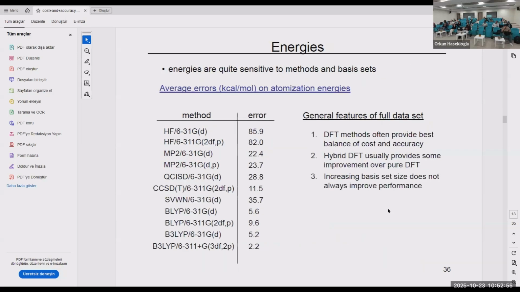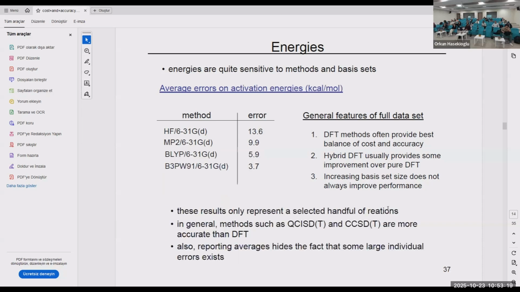When it comes to energies, energies are very sensitive to methods and data sets. And DFT methods often provide the best balance of cost and accuracy here. Hybrid DFT usually provides some improvement over pure DFT. And increasing basis set size does not always improve performance, as you can see here. So these results only represent a selected handful of reactions.